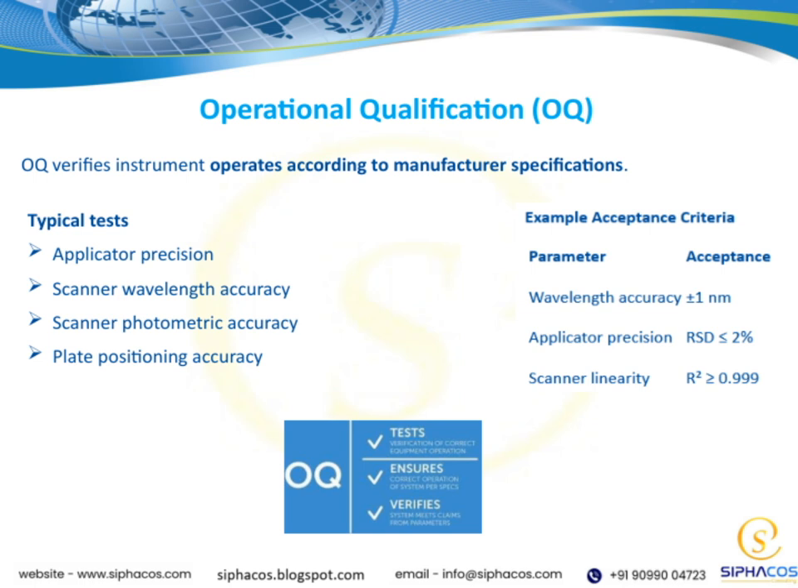Finally, there's operational qualification, or OQ. This step is all about verifying that the instrument operates according to the manufacturer's specifications. Think of OQ as a comprehensive check to make sure everything is working as it should before we use the instrument for critical testing. By conducting these tests, we maintain confidence in our equipment's performance and ensure the integrity of our results, which ties right back into our overall goal of delivering reliable and accurate data.